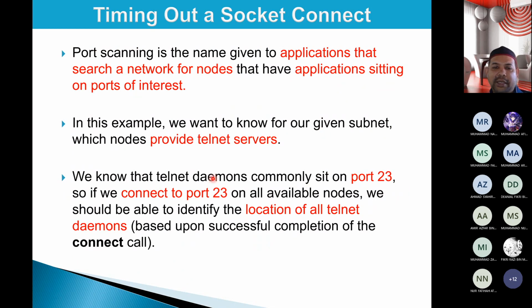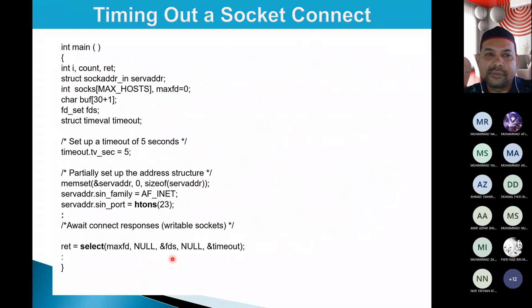We know that the telnet daemon, daemon ni apa? Belajar daemon pula kan. Bila kita run service kita tu dipanggil daemon. Okay, so telnet service, telnet daemon lah. So dia akan run, commonly sit on port 23. So if we connect to port 23 on all available nodes, we should be able to identify the location of all telnet daemons based upon successful completion of the connect call. Ini contohnya kita buat untuk port 23 ataupun telnet kan. Okay, ingat lah, untuk short ni adalah untuk service ataupun port number kan. Service number ataupun port number. Okay. Kalau name dia, telnet.